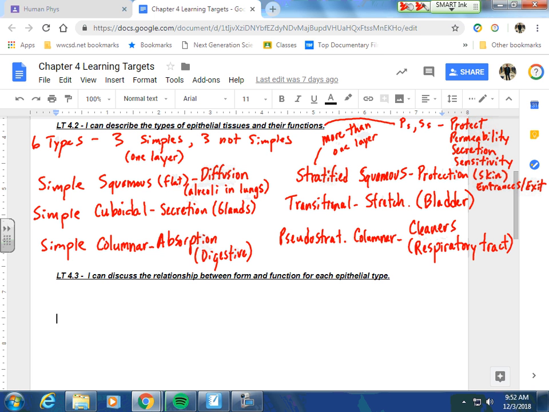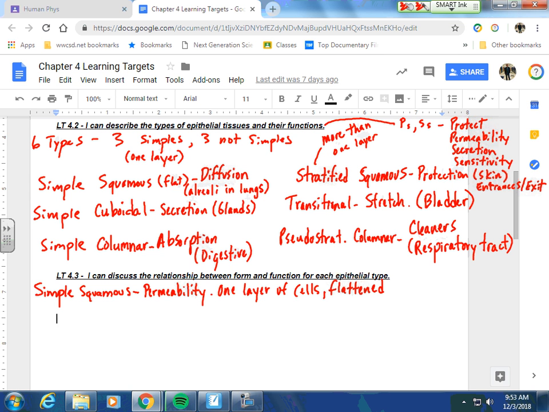There's other types though. All right, so when we go with form and function, so simple squamous, good for diffusion, permeability. Okay, that makes sense because we have just one layer of cells. And on top of that, they're also flattened. So does it make sense that gases would be able to pass across a membrane that consists of simple squamous epithelium? It does, right? One layer of flattened cells.